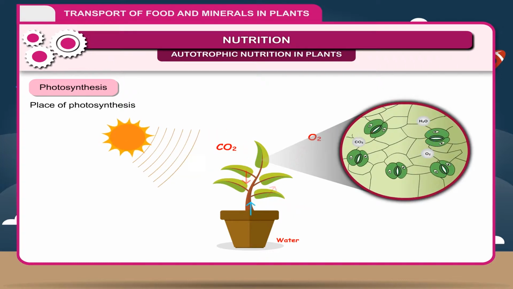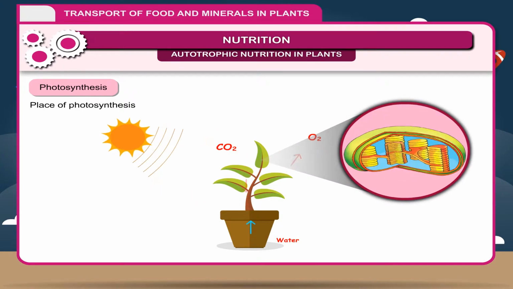1. Stomata. These are the minute openings found on the surface of the leaf. Carbon dioxide enters through these pores and oxygen is released. 2. Chloroplast. Photosynthesis occurs in the leaves and green stems within a special structure called the chloroplast.